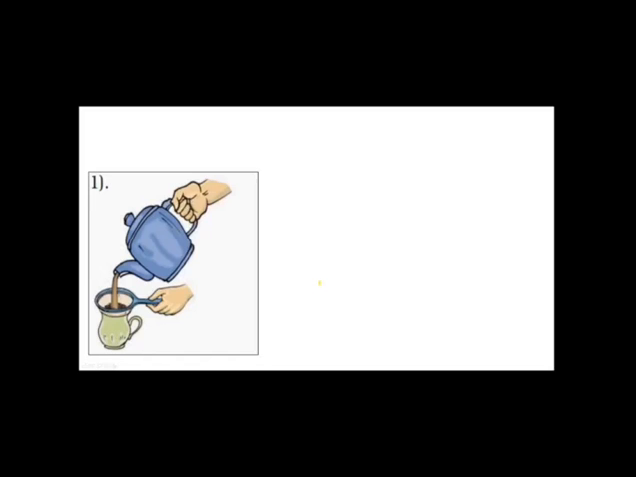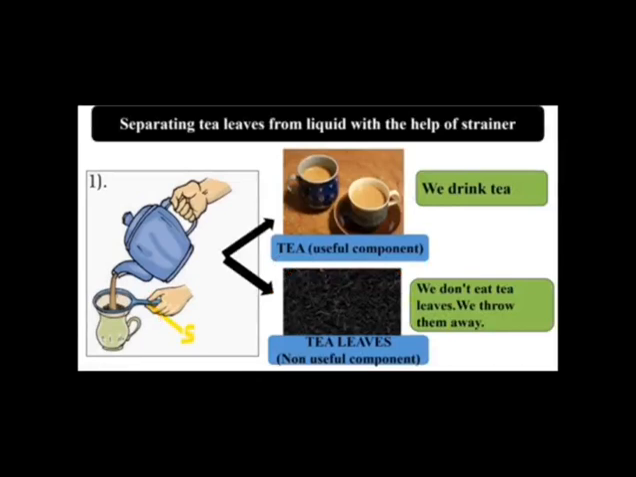Whenever your mother makes tea, she always uses a strainer. This is known as a strainer. Can you tell me why she is doing this? I think all of you know that before pouring the tea into the cup, she always uses this strainer, because she separates the useful component from the non-useful component.